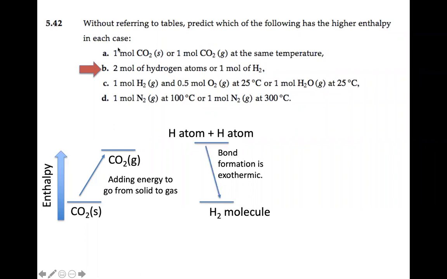Part B, I don't need additional data either because it says compare 2 moles of hydrogen atoms versus 1 mole of H2 molecules. What they're trying to get at here is the bond formation is always exothermic. If I have 2 hydrogen atoms separate from each other, as they come together to form a bond, it's an exothermic process. It's moving to a lower enthalpy value. So that's what they're trying to get at within this one. They're trying to get at that bond formation is always exothermic.